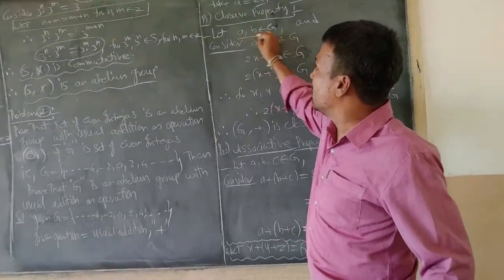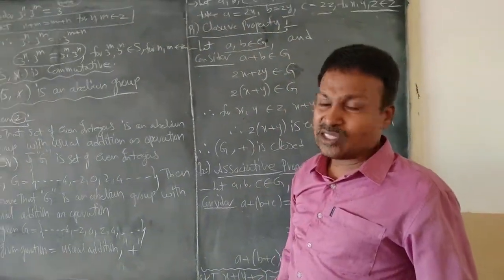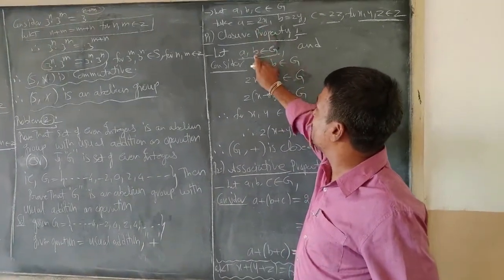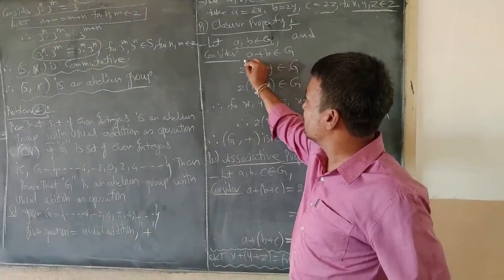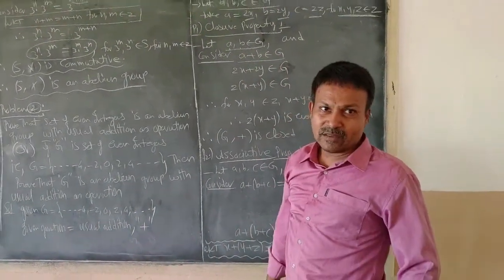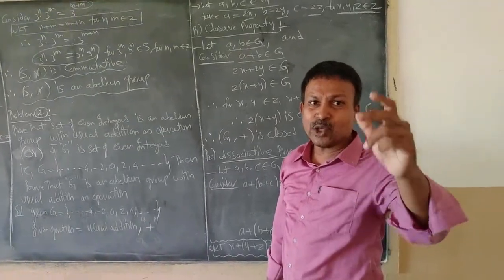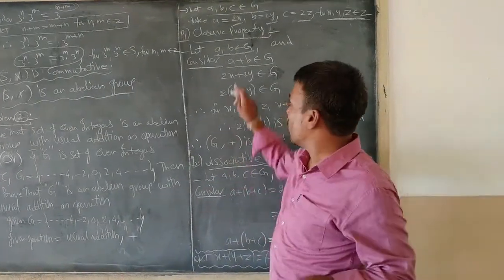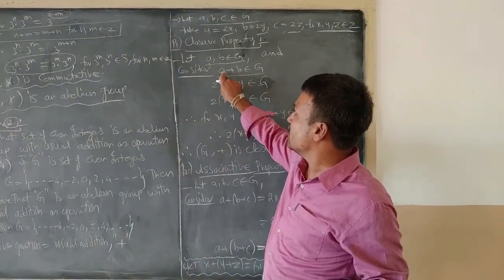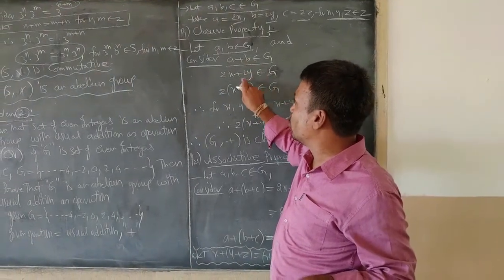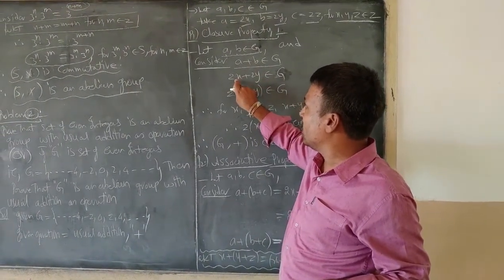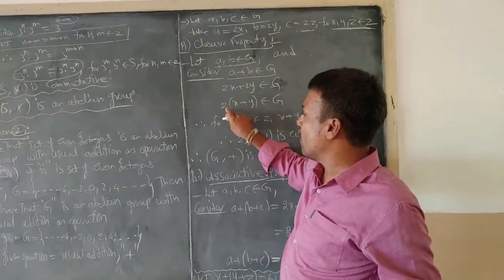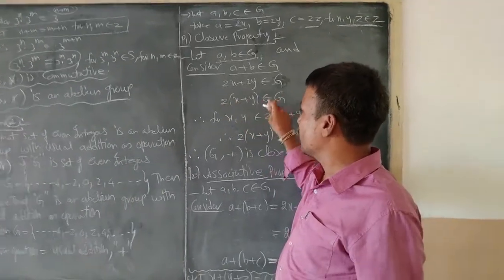For the closure property, we need two general elements of set G. I have taken two elements, a, b belongs to G, where a will be in the form of 2x, b will be in the form of 2y. So I have considered this operation, a plus b belongs to G. Why? Because the operation is usual addition. For the closure property, we have to combine two elements with this addition. Since a is 2x and b is 2y, I combine with plus. Therefore, it will be 2x plus 2y. Taking 2 common, I am writing it as 2 of x plus y belongs to G.